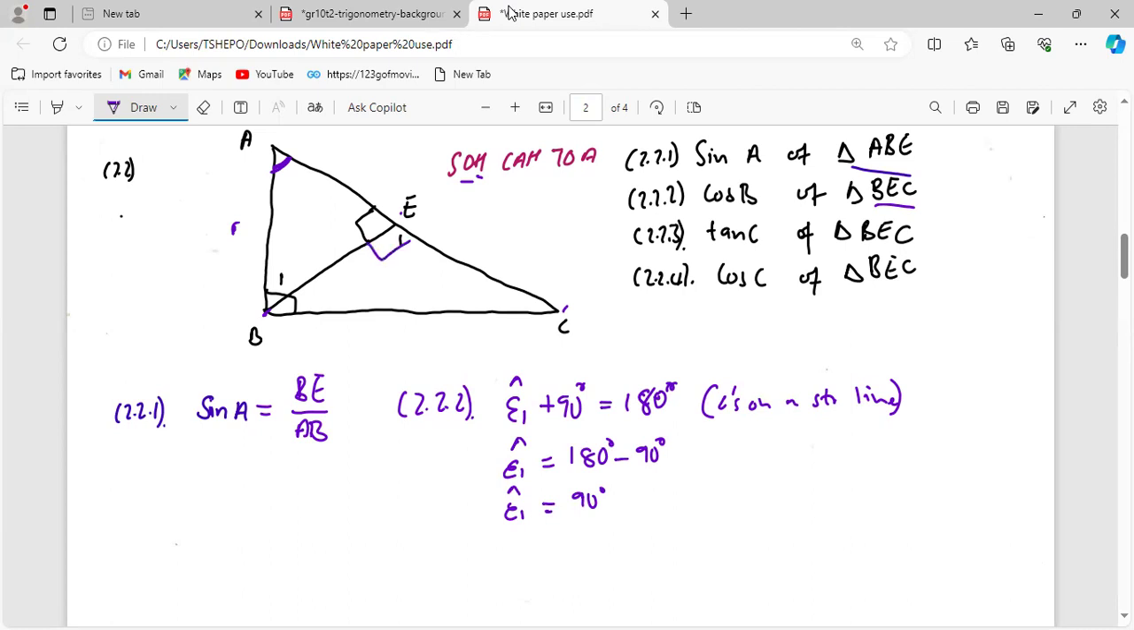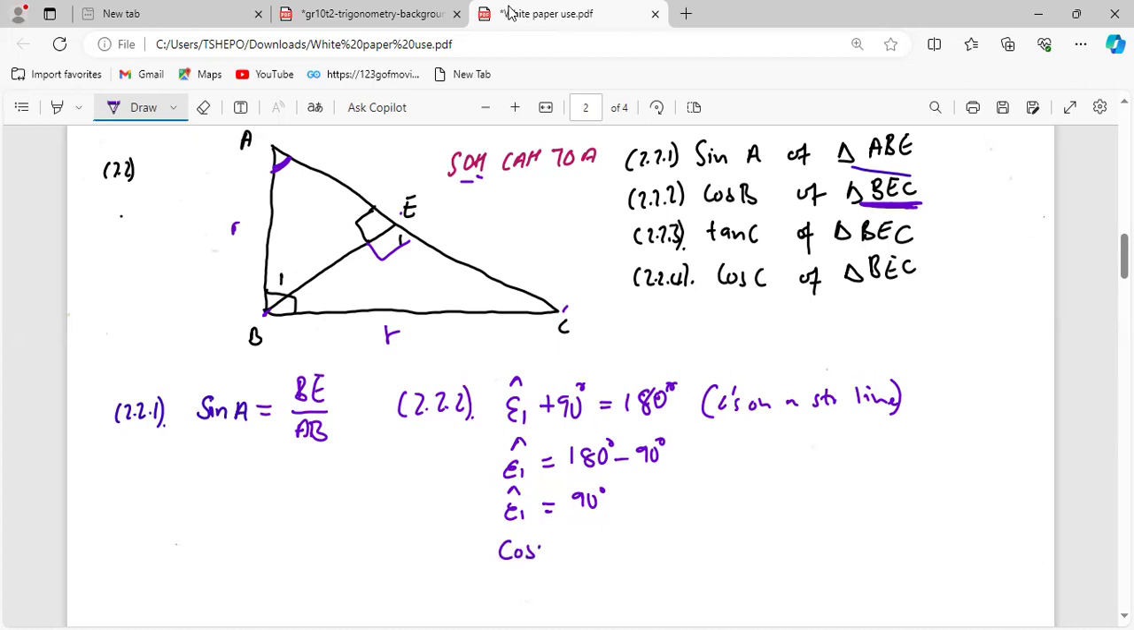Therefore, look at triangle BEC, the very same triangle that we are interested in. It has 90 degrees in it. Now we can freely talk about the hypotenuse, which is going to be side BC, which is opposite to 90 degrees. Now let us determine cos B.